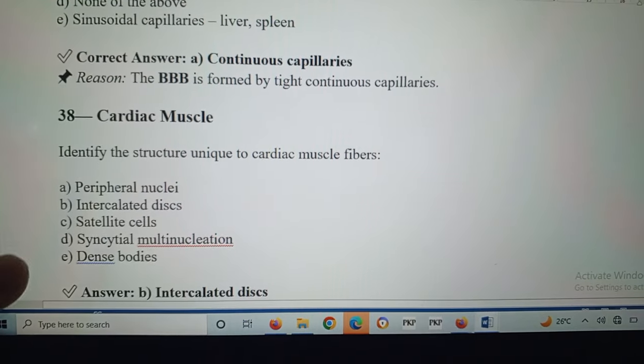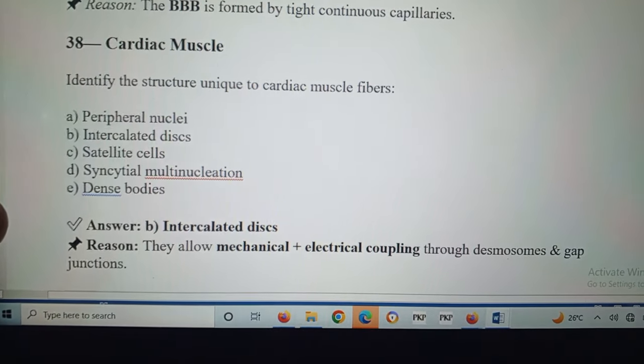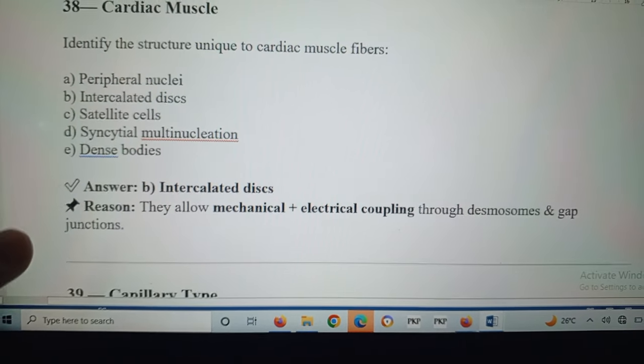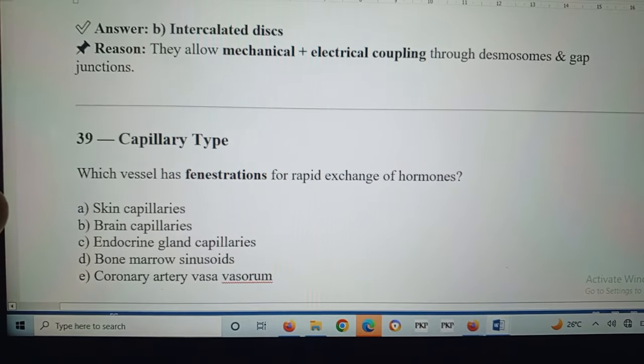Identify the structure unique to cardiac muscle fiber. Intercalated disc. Reason: they allow mechanical plus electric coupling through desmosomes and gap junctions, which we have already discussed in the previously mentioned BCQ.